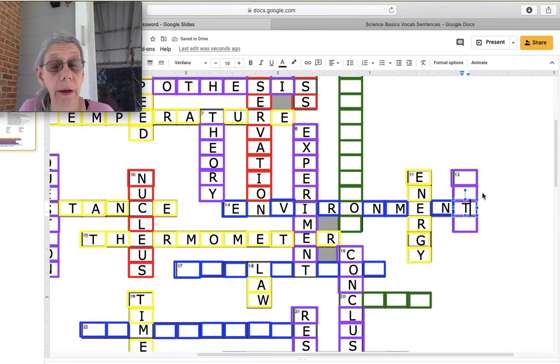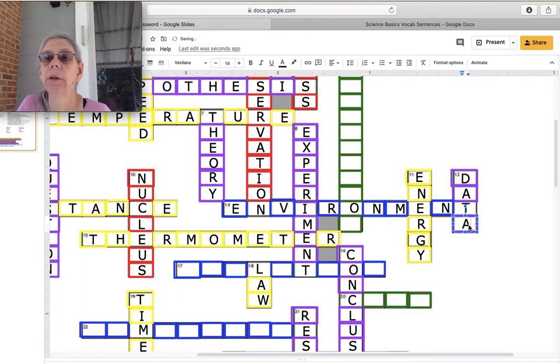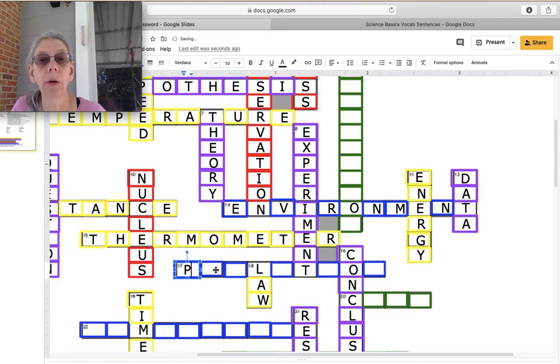This 12 down is a scientific method word, short, has a T in it. The clue is your results, numbers, measurements, information found in an experiment. Those are your data. Okay, 17 across. Contamination of the air, water, or other parts of the environment. Pollution.